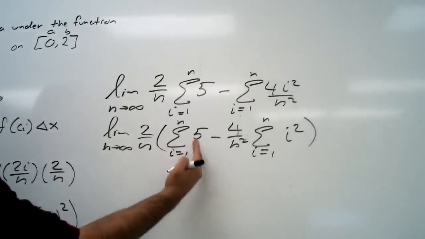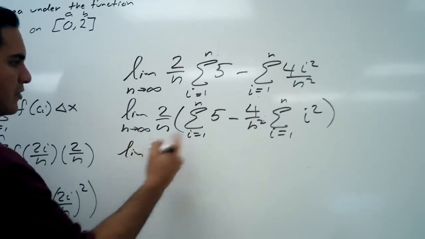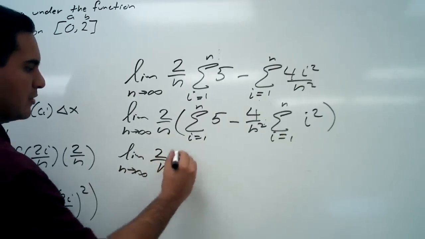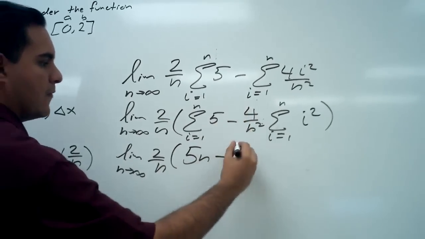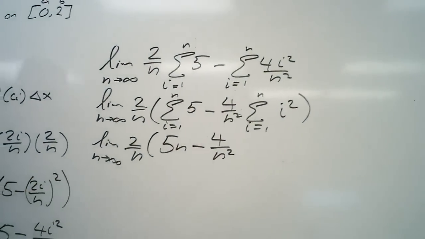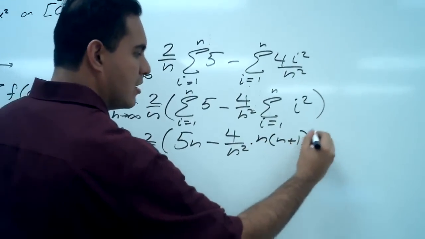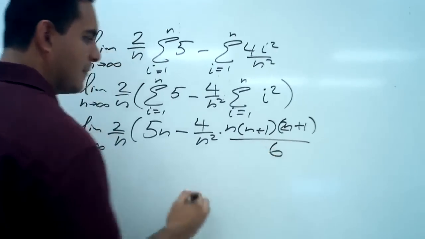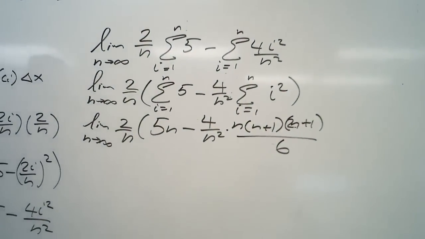Now we have formulas to be able to do these two summations. The first one is just a summation of a constant. So that gives us 5 times n, 5n. Minus 4 over n squared times the summation of i squared, and hopefully you guys have that one memorized. That is n times n plus 1 times 2n plus 1 all over 6.